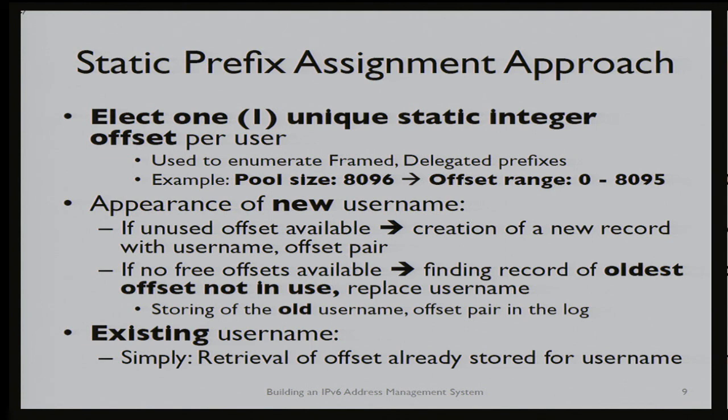When a new username appears, if there's an unused offset, then we'll create a new record with that username and offset pair. At some point, there will be no free offsets available. So at that point, we'll start finding the record with the oldest offset which is not in use. And then in that record, we'll replace the username. Of course, before we do that, we'll store the old username and offset pair in some form of log. And of course, if there's an existing username, a username that we've seen before, we'll just retrieve the username and offset pair and then return the offset.